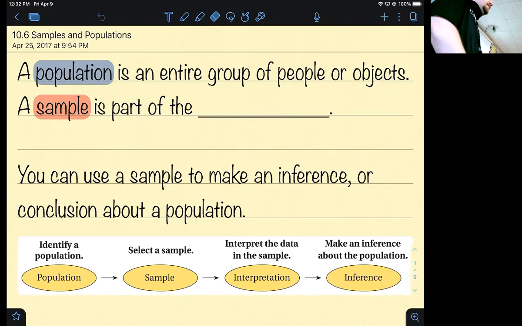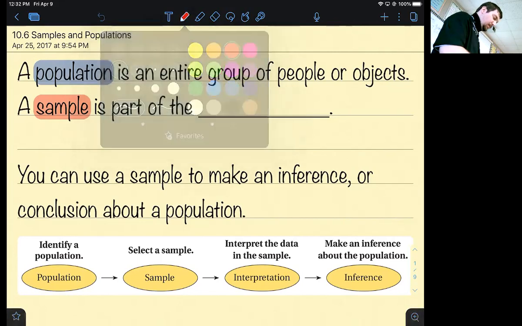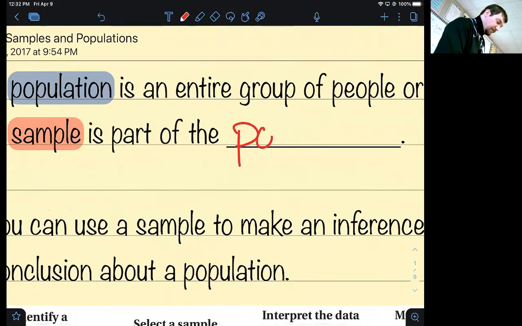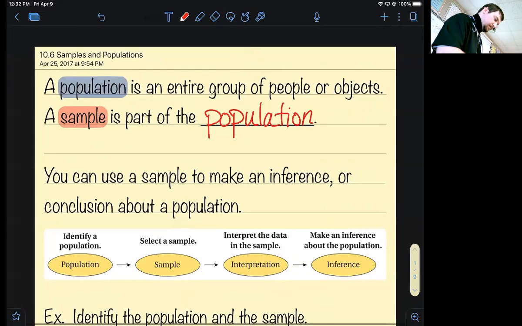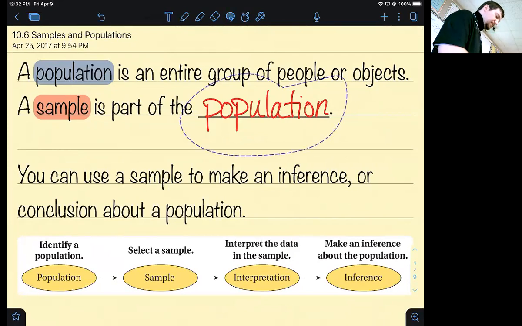We're not finding mean, median, and mode today. We're actually going to talk about what you do before you find mean, median, and mode. Mean and median are ways of interpreting the data. We're not going to talk about interpreting the data as much as collecting the data. So when you're talking about a population and a sample, you're talking about ways to collect the data. A population is an entire group of people or objects, and a sample is part of the population.